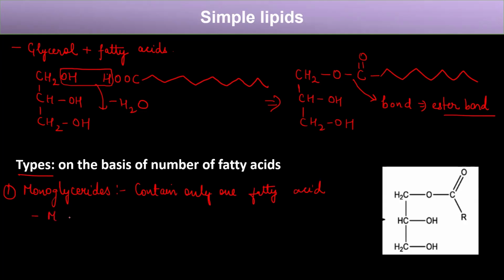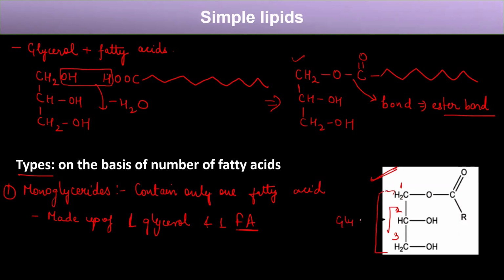So it means that it is made up of one glycerol and one fatty acid. Fatty acid I am representing by F. And the structure will look like either this or like this. Here you have first, second, third. This is your glycerol, and then this part is your fatty acid. Here this R is representing the chain of hydrocarbon. So this is how the monoglycerides look.